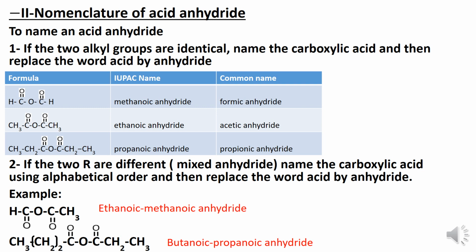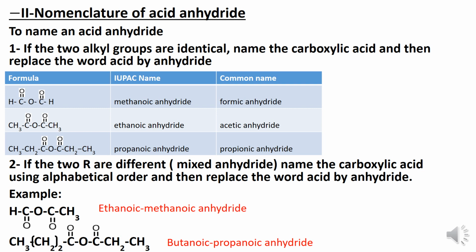The second formula of the acid anhydride, you have here on the left side two carbon atoms, on the right side two carbon atoms. What does it mean? You have ethanoic, and you name it ethanoic anhydride.